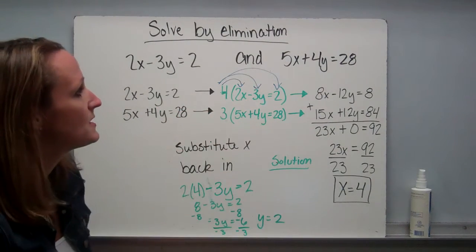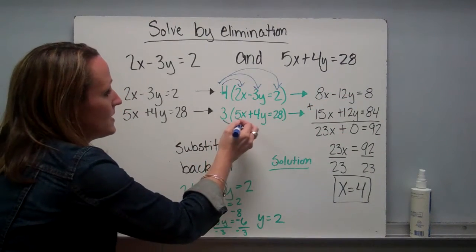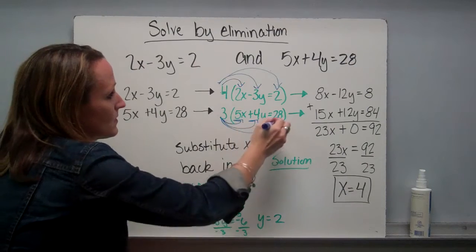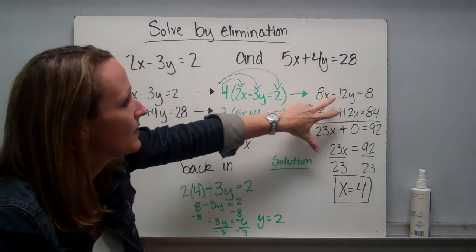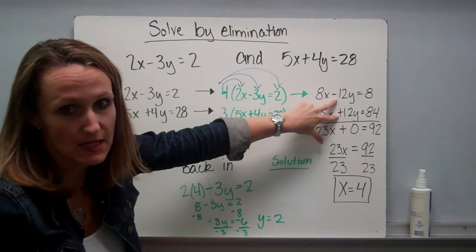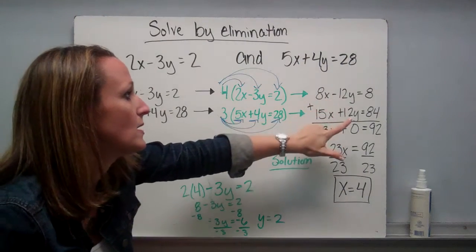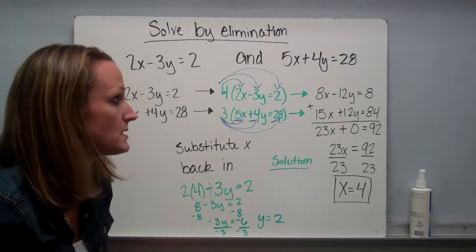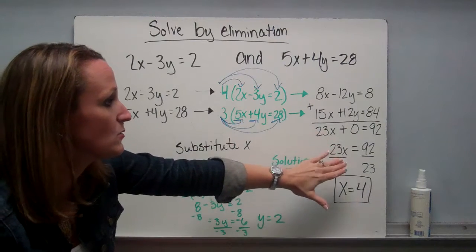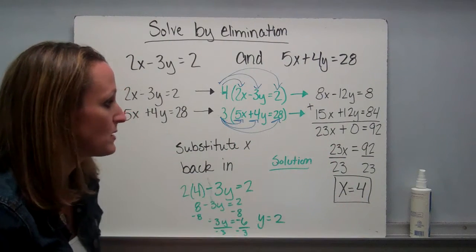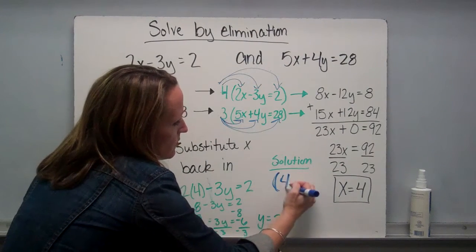So when I multiply everything here by 4, I get 8x minus 12y equals 8. When I multiply all this by 3, I get 15x plus 12y equals 84. Now there it is, my inverses, and that's what I need in order to cancel out. So 8 plus 15 is 23, negative 12 and positive 12 is 0, and that's what I want. 8 and 84 is 92. Now I have 23x equals 92. Divide both sides by 23, I get 4. So I know the x value in my solution will be 4.